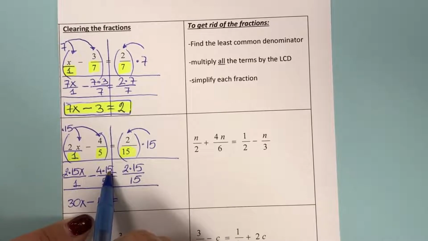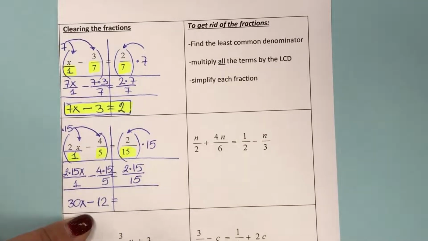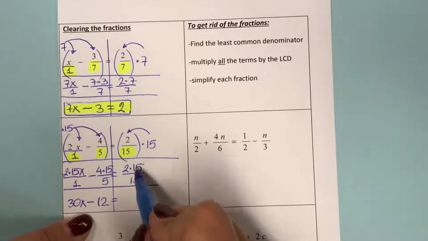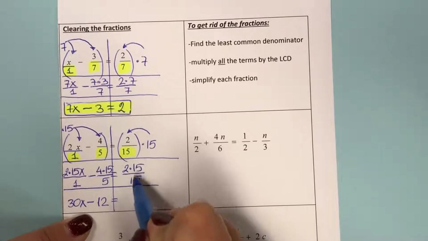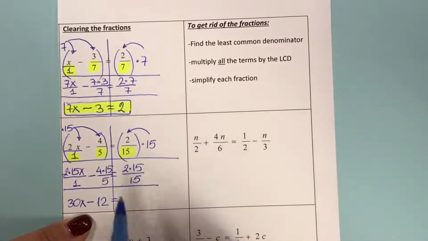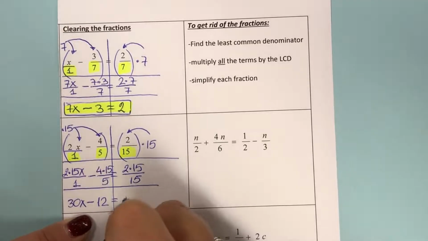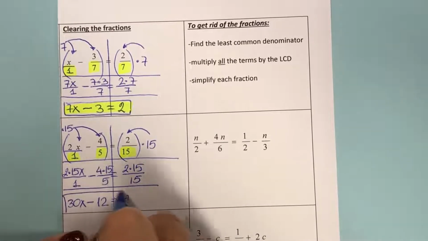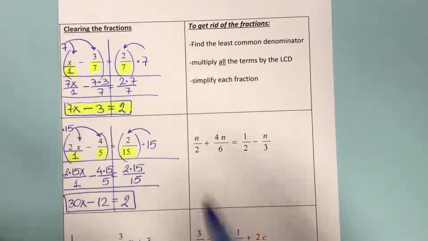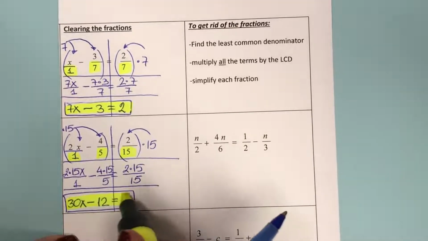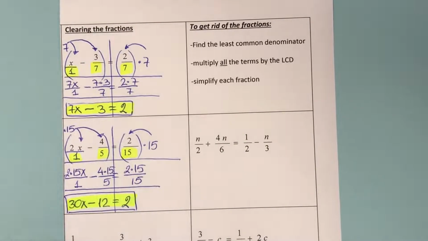So 4 times 15 was 60. 60 divided by 5 is 12. Whole number, no more fraction. Same idea here. We can simplify the 15 and 15, and the answer would be 2. Or we can multiply and then divide. 2 times 15 is 30. 30 divided by 15 is 2. Either way. Fractions are cleared. From there, we can solve by adding the 12 and then dividing by 30.